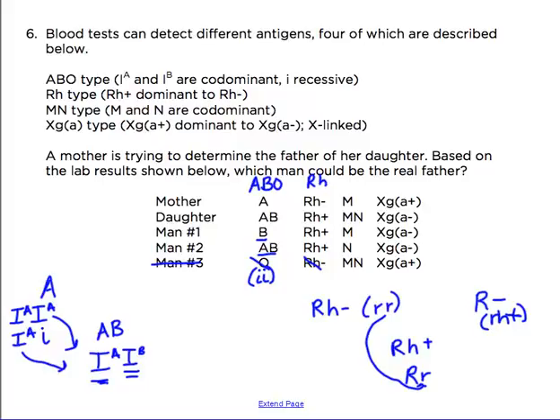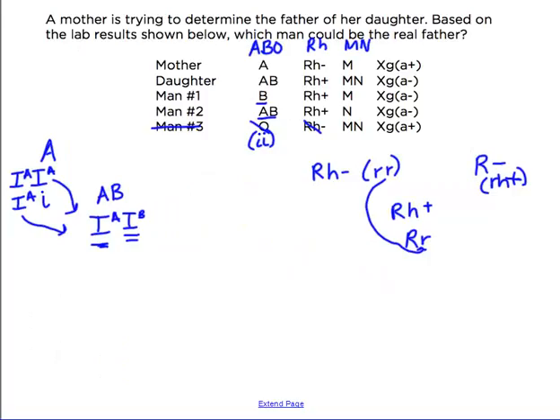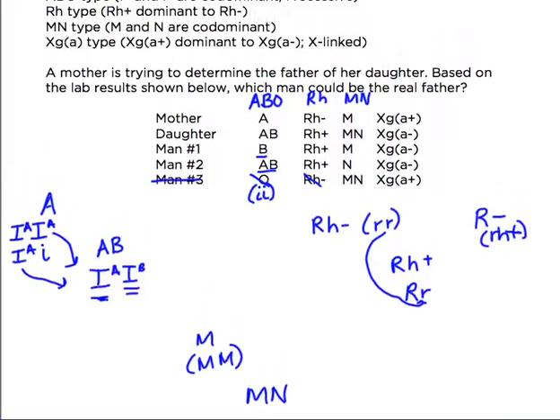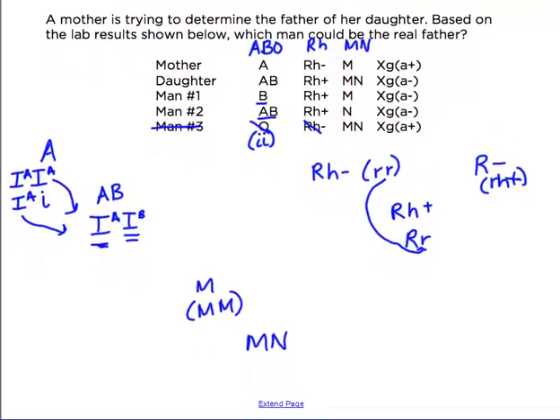Okay, now let's look at MN type, which is over here. Okay, so the mother is M, and the daughter is MN. So that means the mother has the genotype MM, because M and N are codominant, as it says up there. So if she had the N, it would be showing. So therefore, she got the M allele from her mother. That means that she had to get the N allele from her father. So her father must be MN or just N.